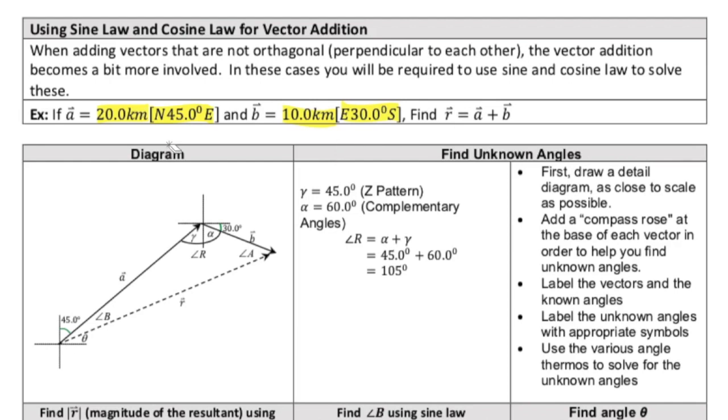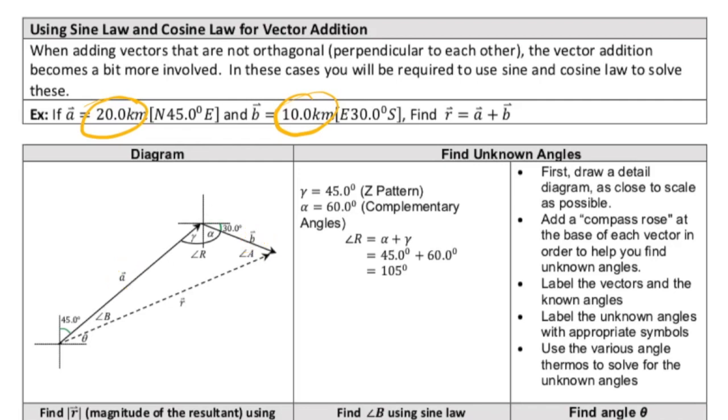What I mean by that is you need to be able to think through the numbers a little bit. For instance, take a look at vector A. It has a magnitude of 20, whereas vector B has a magnitude of 10. On your diagram, that needs to be reflected. Vector B has to be half the length of vector A. So it needs to be fairly obvious.